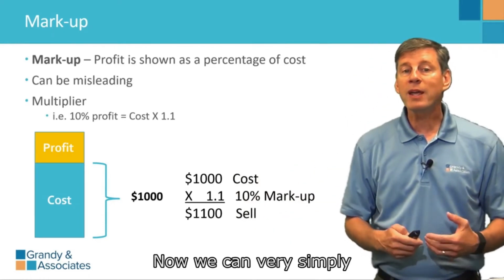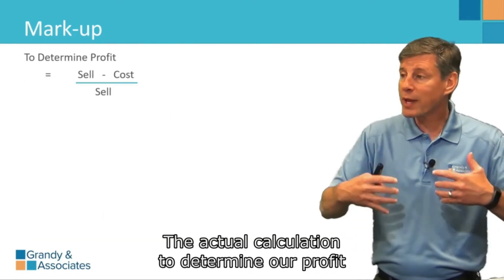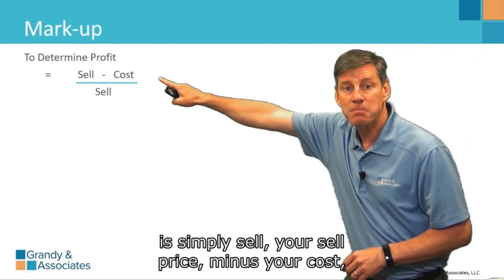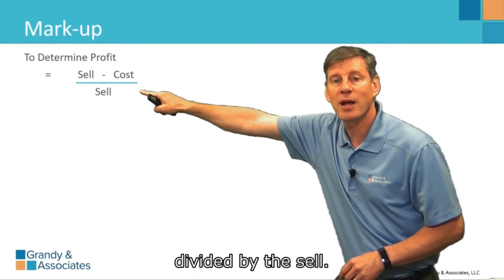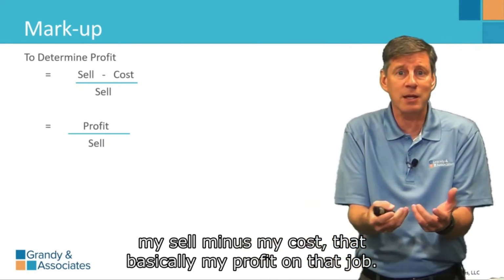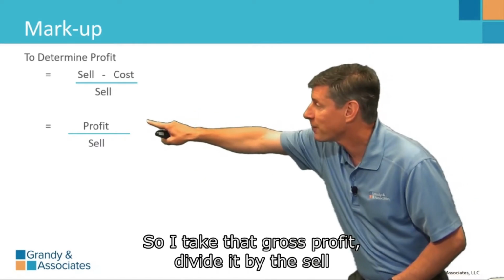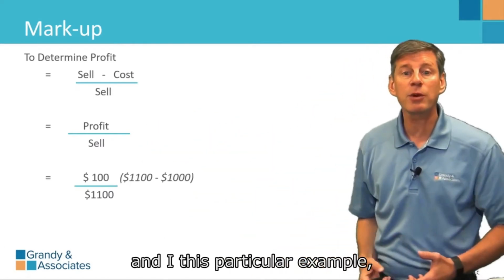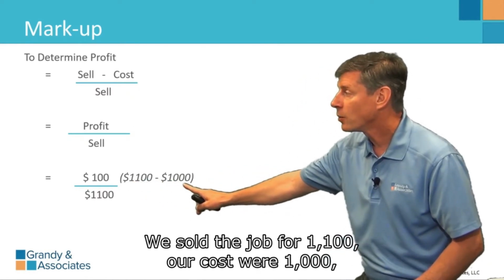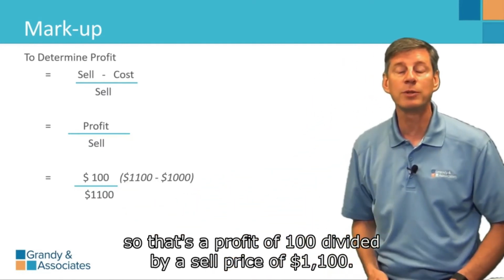$1,100. Now, we can very simply, again, calculate what that profit is. The actual calculation to determine our profit is simply your sell price minus your costs divided by the sell. Now, simplify that a little bit, right? If I take my sell minus my cost, that's basically my profit on that job, right? So I take that gross profit divided by the sell, and in this particular example, our profit was $100, right? We sold the job for $1,100. Our costs were $1,000, so that's a profit of $100 divided by a sell price of $1,100.